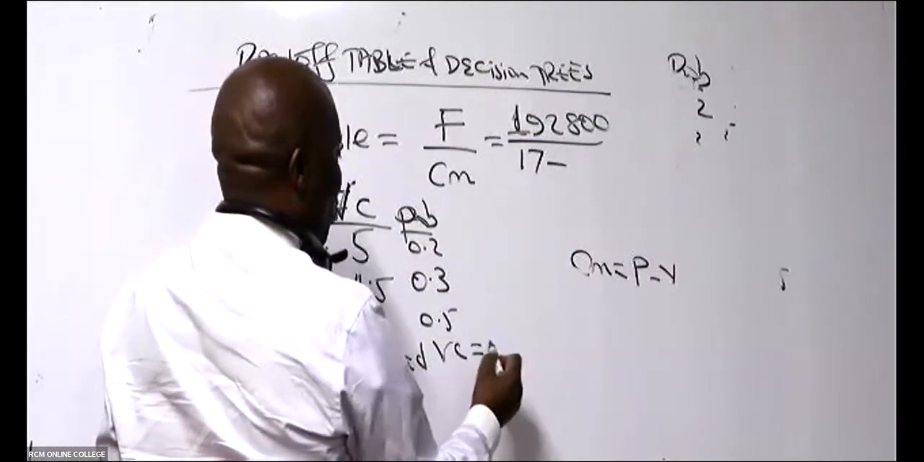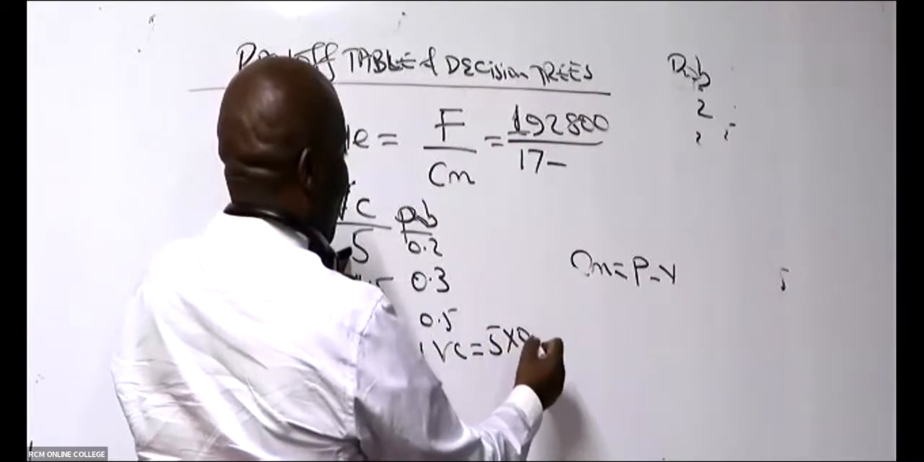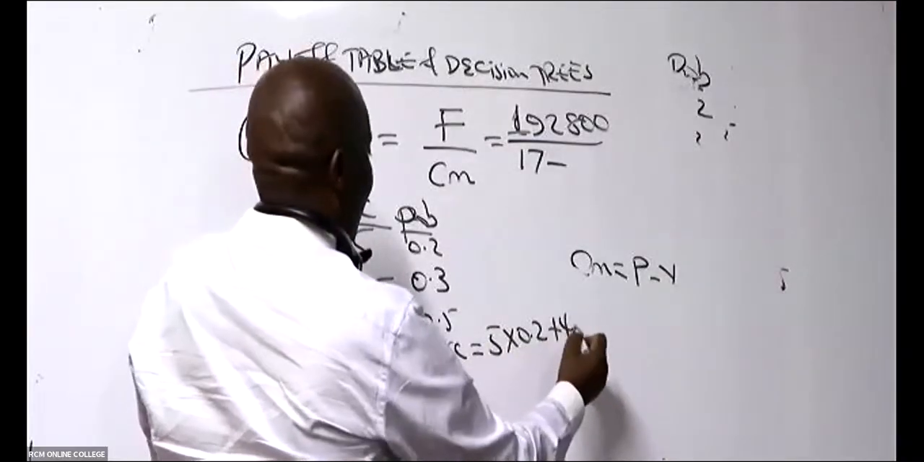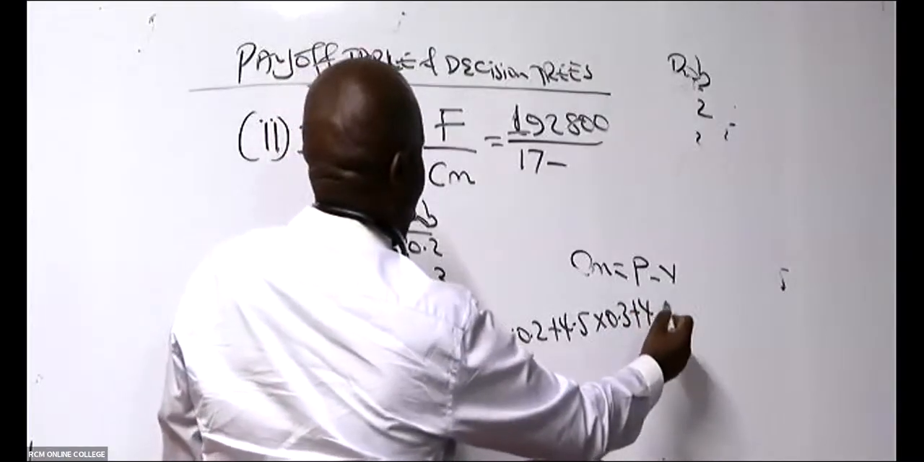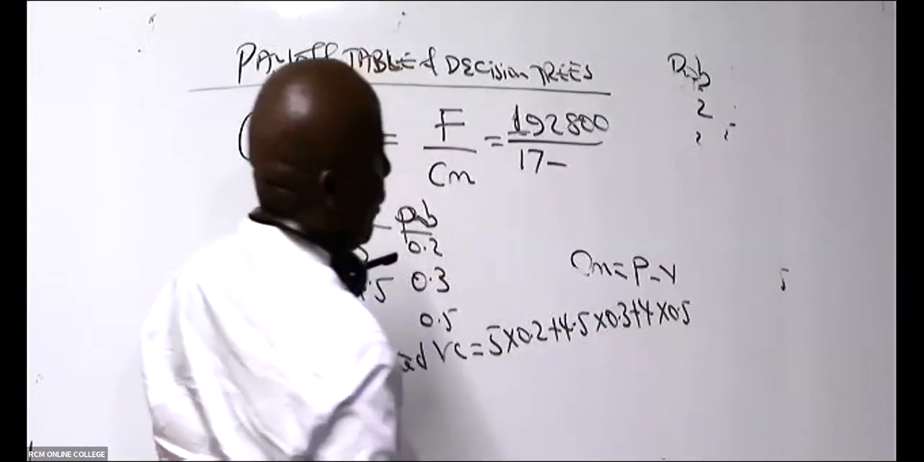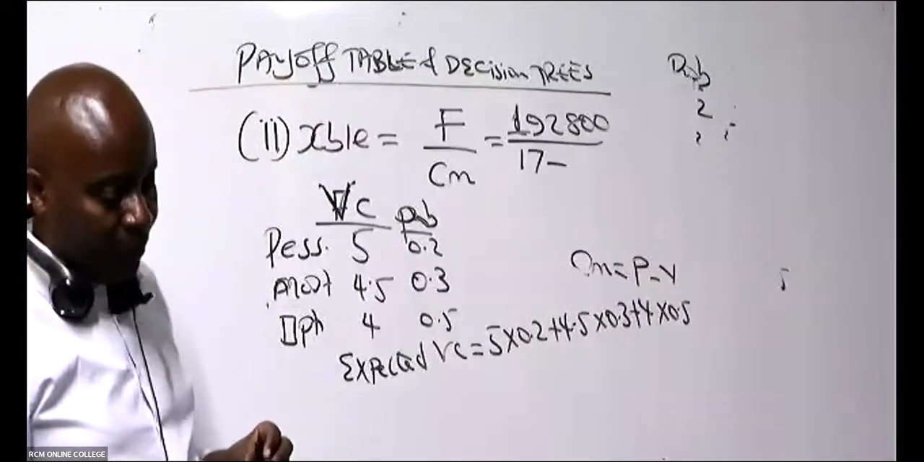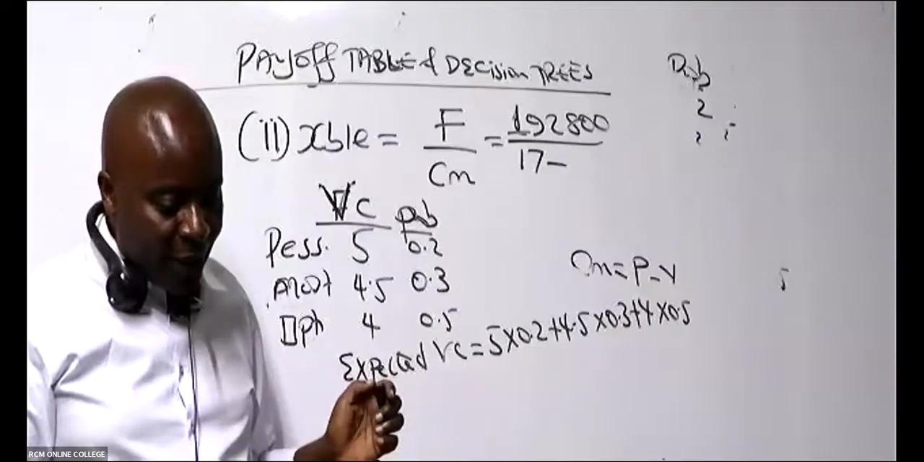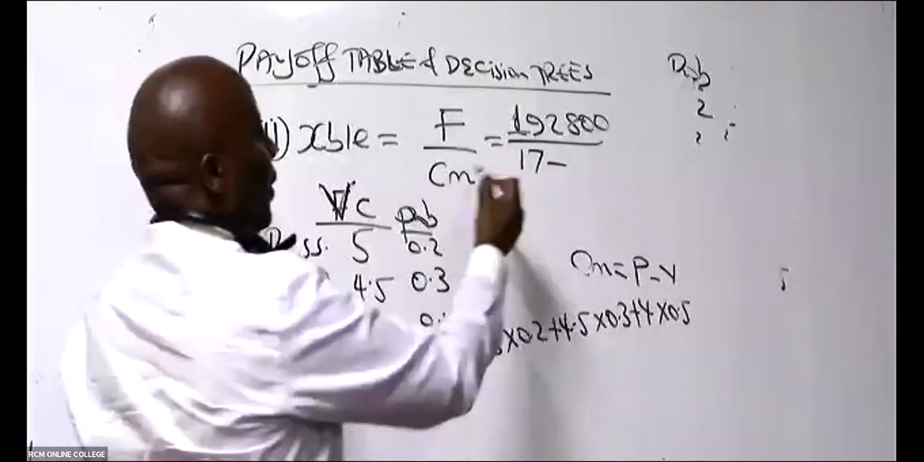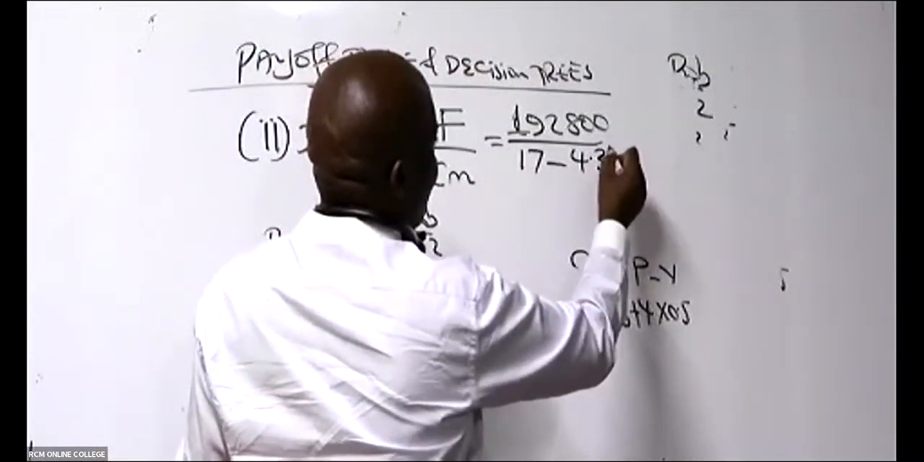So they give me expected variable cost, which will be 5 times 0.2 plus 4.5 times 0.3 plus 4 times 0.5. Which will give us what figure here, somebody? 4.35.